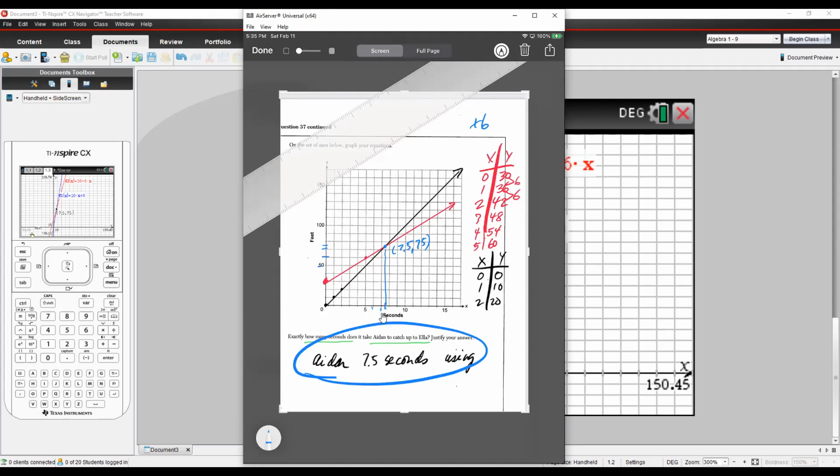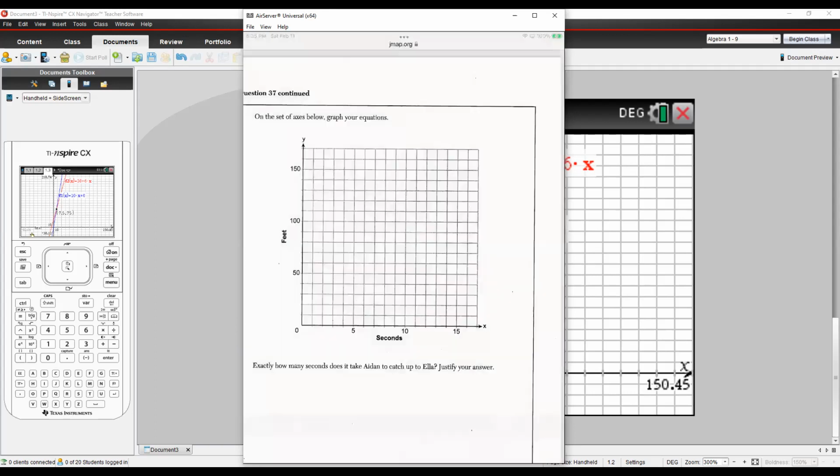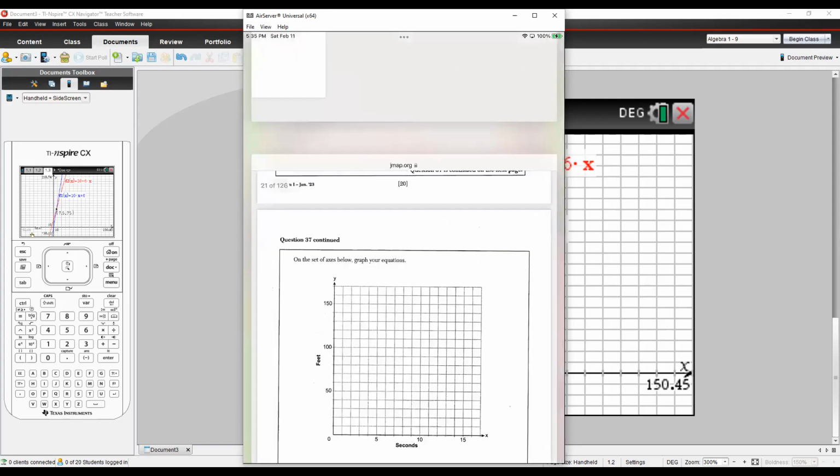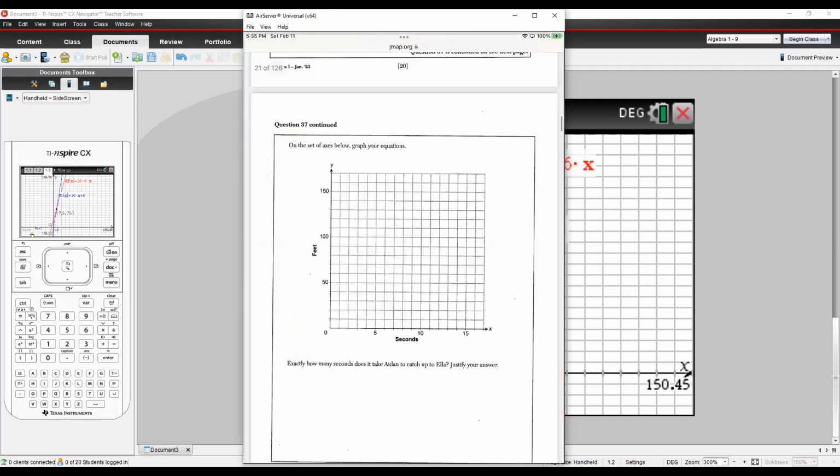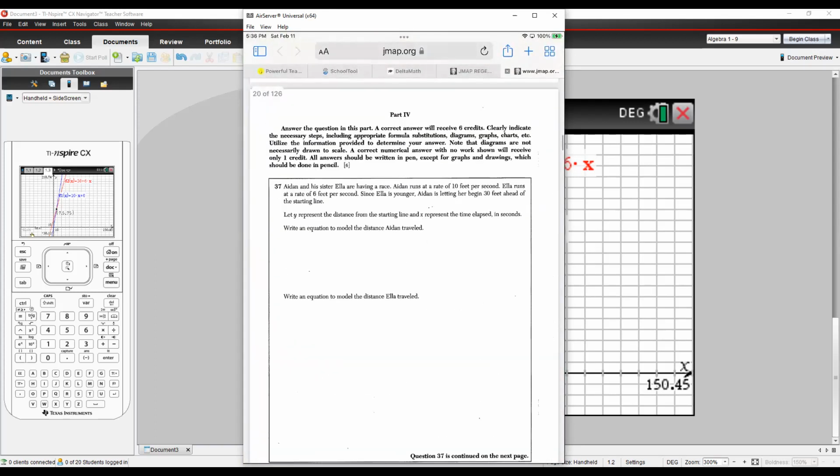One of the things I want you to understand is, let me get out of here, delete this. Whenever you are asked to come up with an equation, when it says write an equation, all you really have to do is try to come up with a couple of points. And once you come up with points, use the spreadsheet and let it help you come up with the equation.